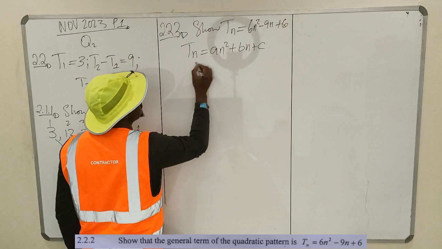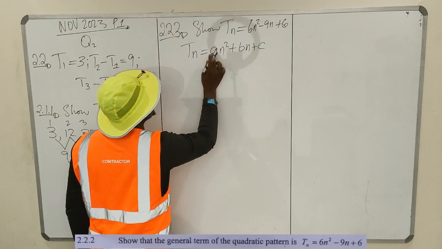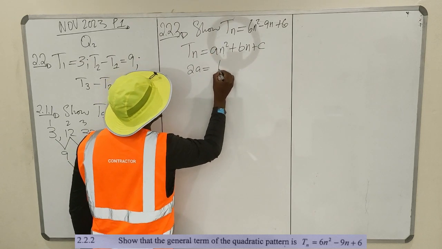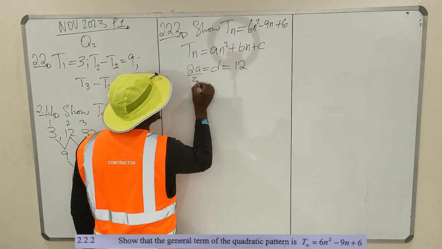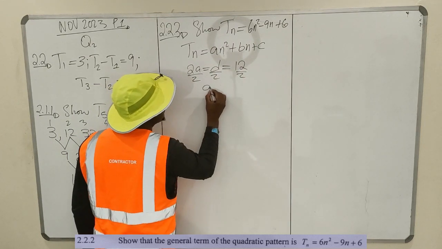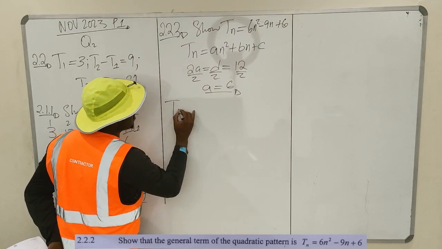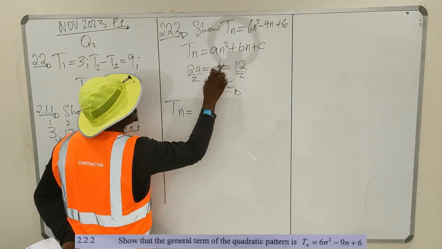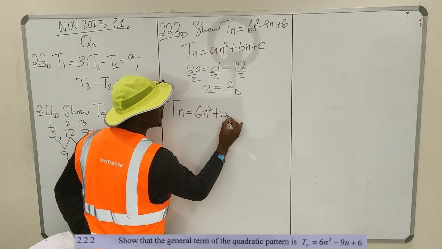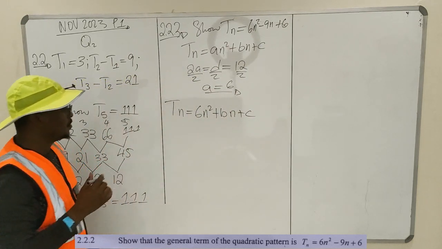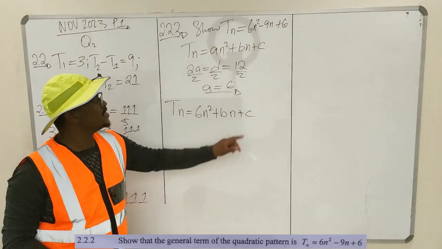And your a, so you know that 2 times a is equal to your common difference. Your common difference is what? Is 12. So which means you divide by 2. Then you get your a is equal to 6, which is what you have there. Then your Tn becomes what now? Take this 6 of yours and put it back there. You have 6n squared plus bn plus c. Your general term Tn is still incomplete. You need b and c.